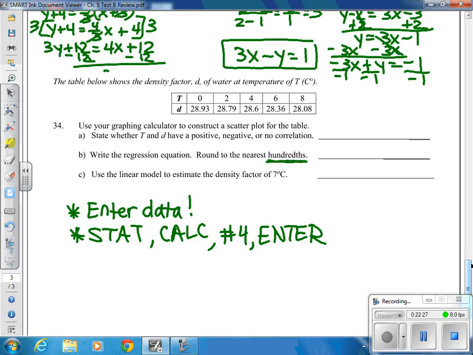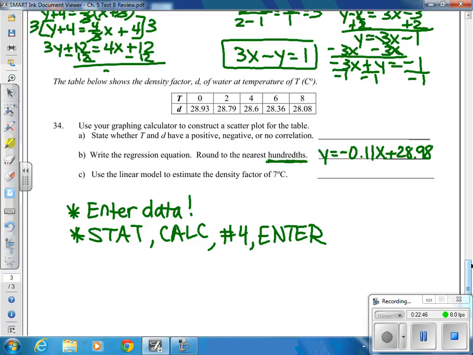Okay, once you've gotten into your calculator and entered your data and gone to find your equation, you should come up with the equation y equals negative 0.11x plus 28.98. Be careful with your rounding. I will take points off if the rounding is not done accurately. It must be to the hundredths place. Okay, then now that we've got that equation, we can go back and answer letter A very quickly.